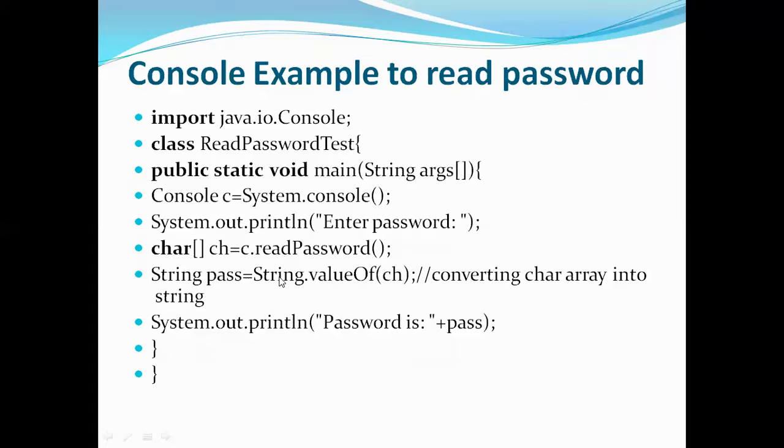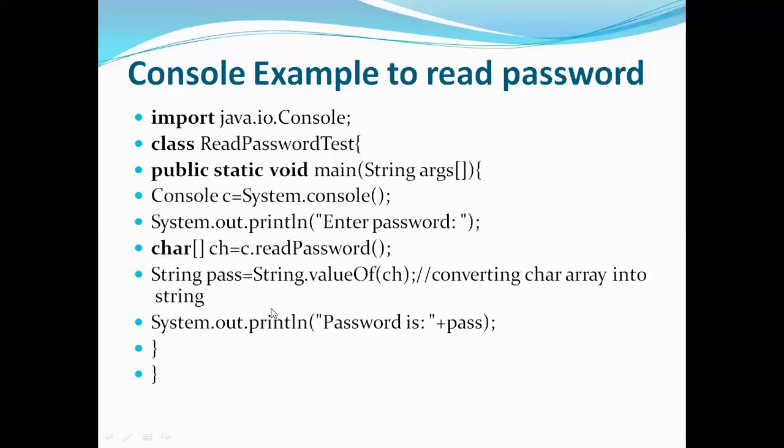Next, I'm taking a string variable called pass. In that, what I'm storing is, see here, converting the character array into a string. The password will actually be in array format. Now we should convert this array into string format. For that, we'll use the method String.valueOf of that particular array. We have said that the array is ch. Whatever is there in that array, I'm trying to convert into a string.